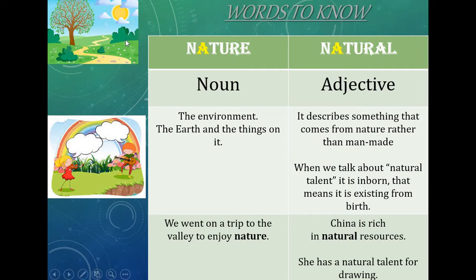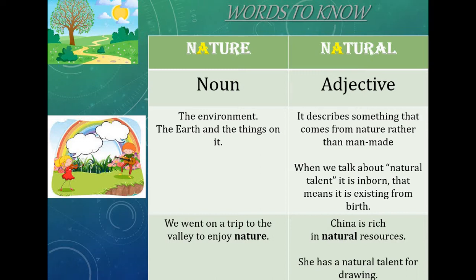Like when we say grass or trees or clouds, sun, these are all created by our God. They are not man-made. So anything that is not man-made is natural. When I describe this thing, it is natural. The meaning that we need to focus on in our book is not this, okay? When we talk about natural talent, now what does it mean? When I say she has a natural talent for drawing, it doesn't mean that it is not man-made and it is from nature.